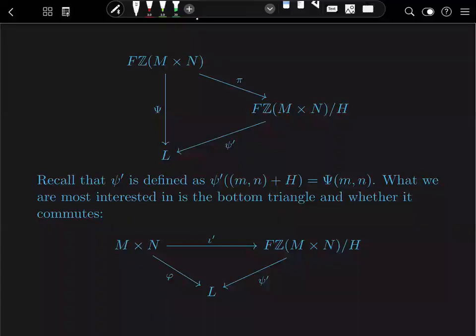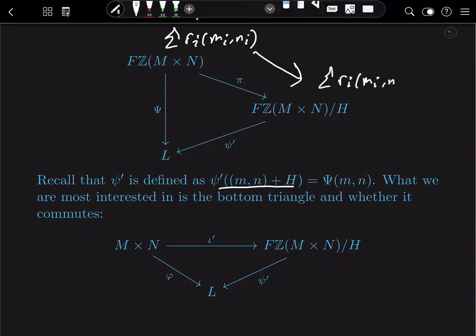And now, of course, here we define this. I'm defining this just on the simple elements, but of course, an element here is something of the form r sub I, m sub I, n sub I. And we're projecting this into its quotient, this would be something of the form r sub I, m sub I, n sub I, plus h. So these are the cosets.